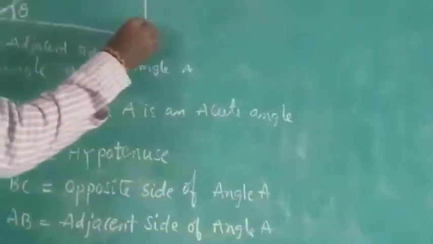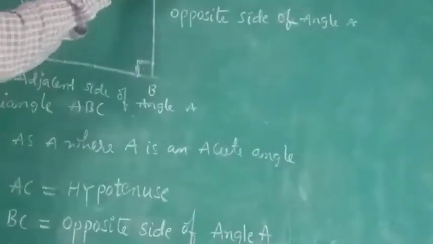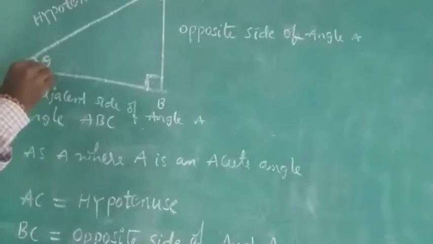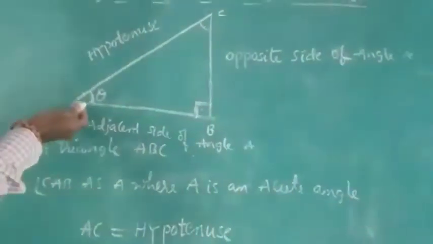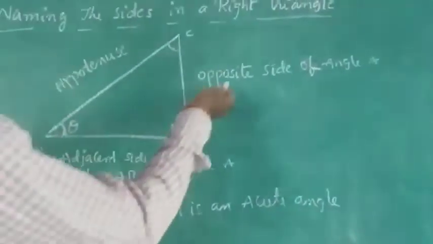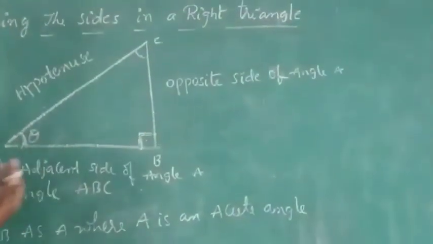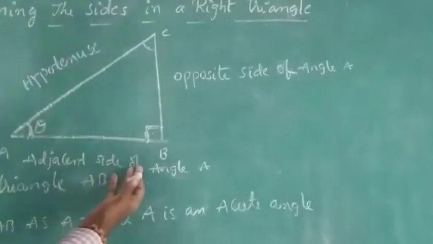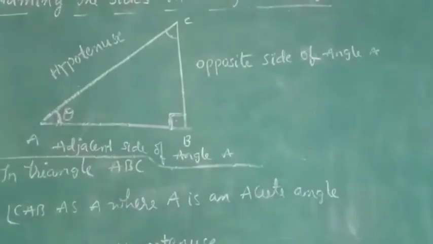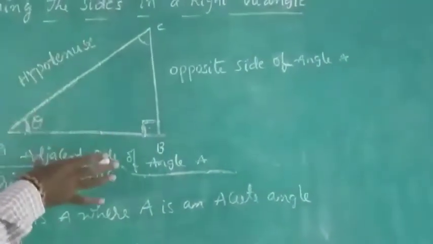This is very important. I am telling you again. This is the 90 degrees side. The side opposite to 90 degrees is called the longest side, that is called the hypotenuse. Here I represent theta. For theta, the opposite side is BC, the opposite side of angle A. This is AB, the adjacent side of angle A. So this is the meaning. You understood, I think. I said clearly what the hypotenuse, the adjacent and the opposite side are.